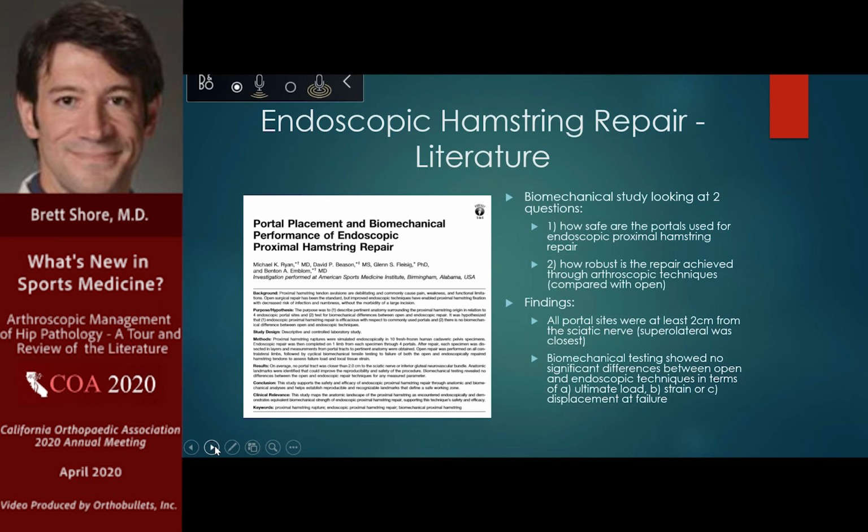There was a biomechanical study recently performed looking at endoscopic hamstring repair, actually out of the American Sports Medicine Institute, which is where I did my training, by Dr. Emblem, who I learned how to do hip arthroscopy from. Basically trying to look at 2 questions. 1, how safe are the portals for hamstring repair?